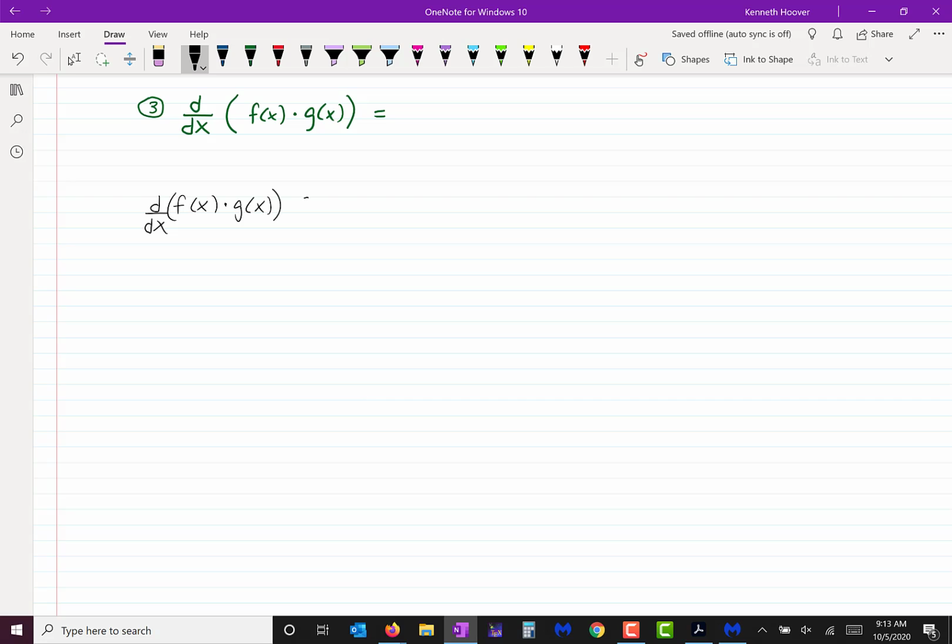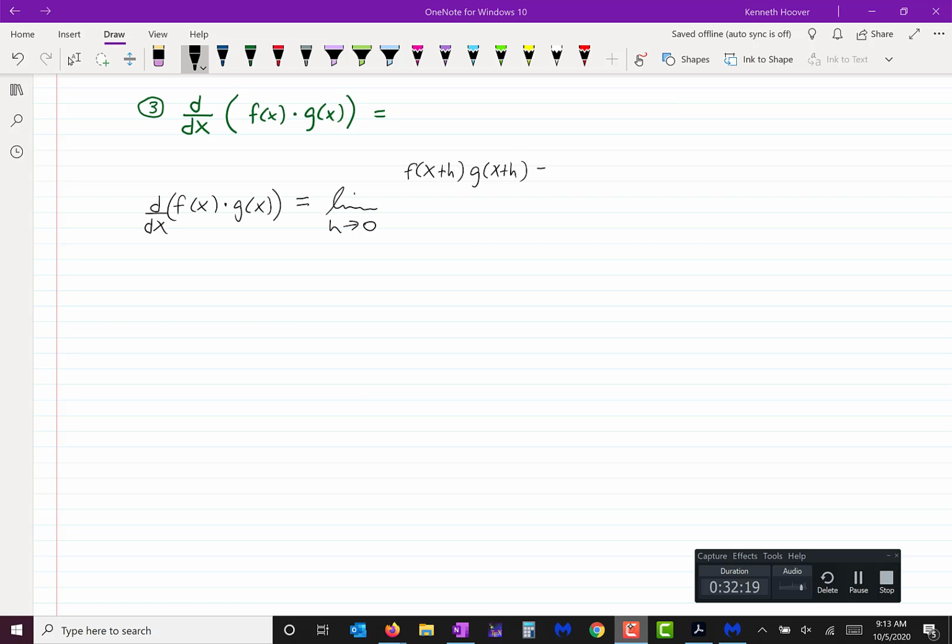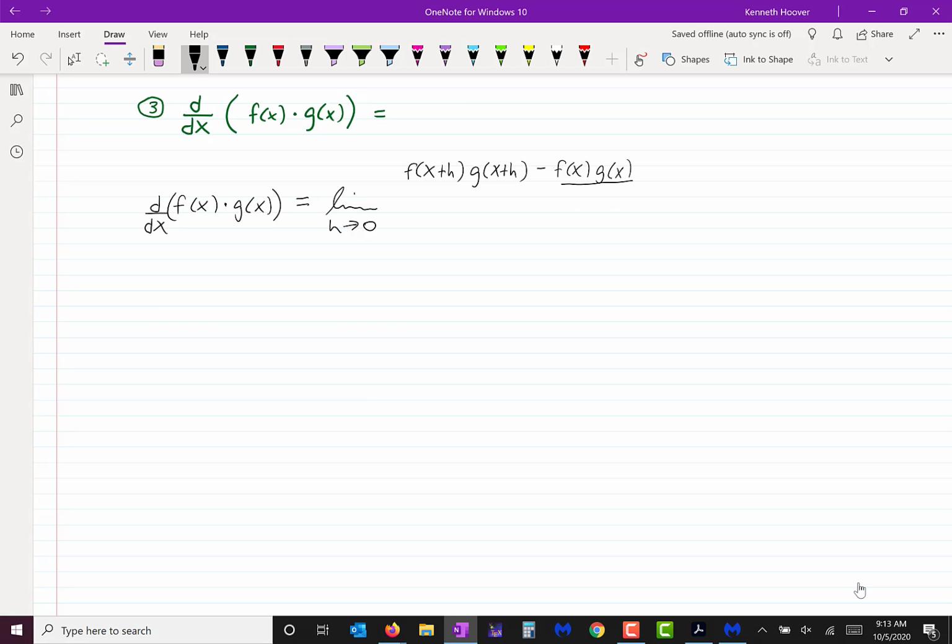Let's start by doing what we've always been doing, which is to just write down what it should be. It should be the limit as h goes to 0 of f of x plus h times g of x plus h minus f of x times g of x, over h.